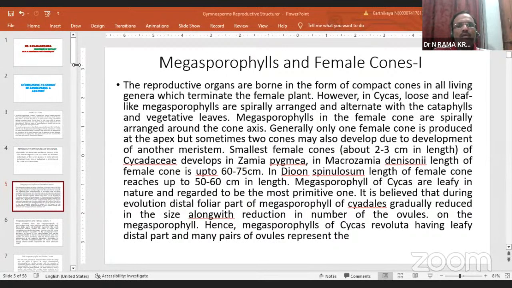Generally, only one female cone is produced at the apex, but sometimes two cones may also develop due to the development of another meristem. Here, see now, this is the branch.